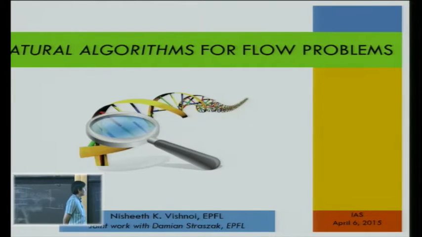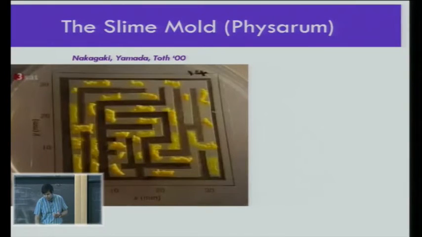So I'm going to be talking today about a certain dynamical process or dynamical system which people studied while looking at an organism called slime mold. And based on that dynamical process, certain algorithms were proposed for very central flow problems in theoretical computer science. And in today's talk, I will tell you an analysis of some of these algorithms in terms of convergence and bounds. So let's start by introducing the central character, the slime mold.